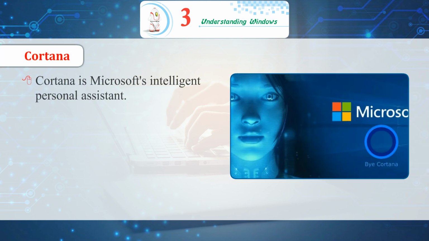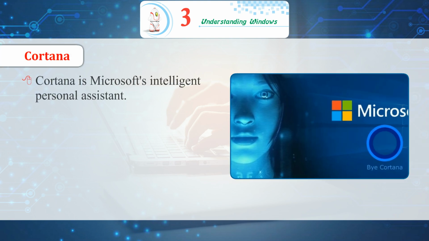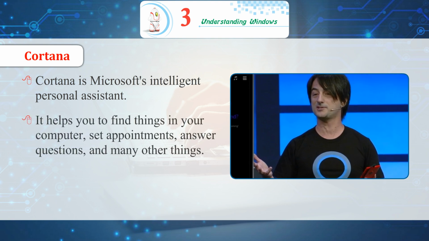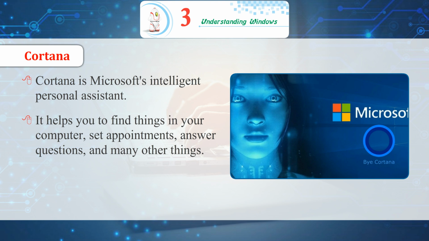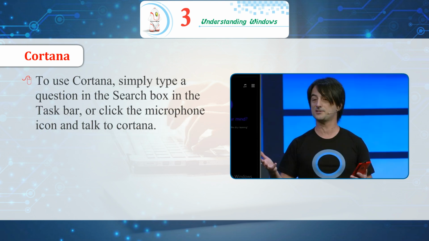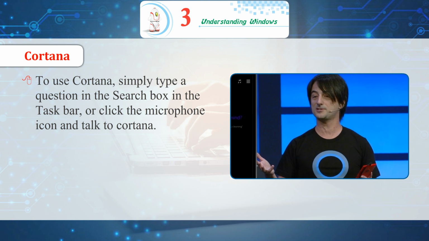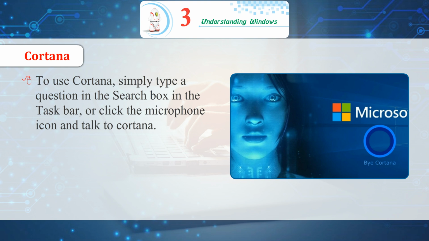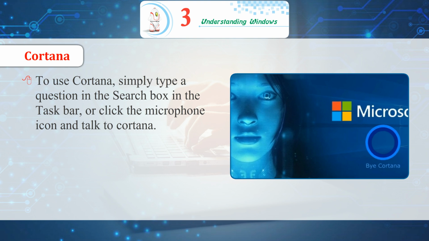Cortana. Cortana is Microsoft's intelligent personal assistant. It helps you to find things in your computer, set appointments, answer questions, and many other things. To use Cortana, simply type a question in the search box in the taskbar or click the microphone icon and talk to Cortana.